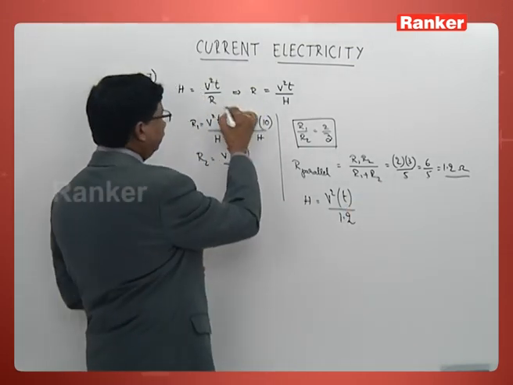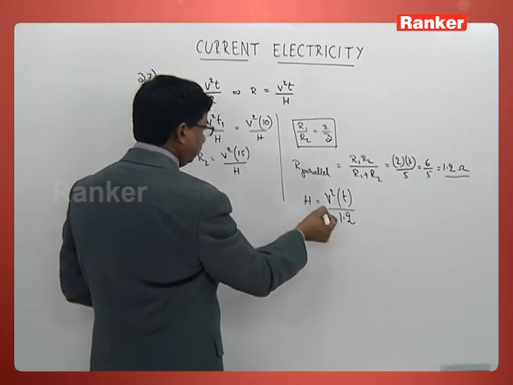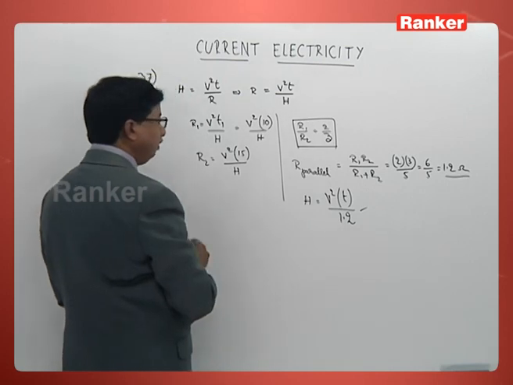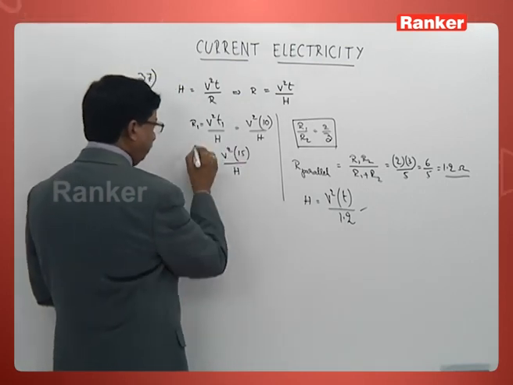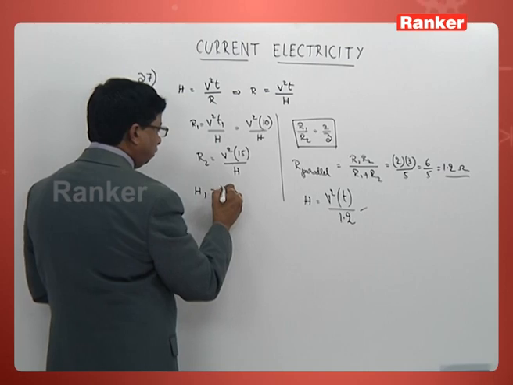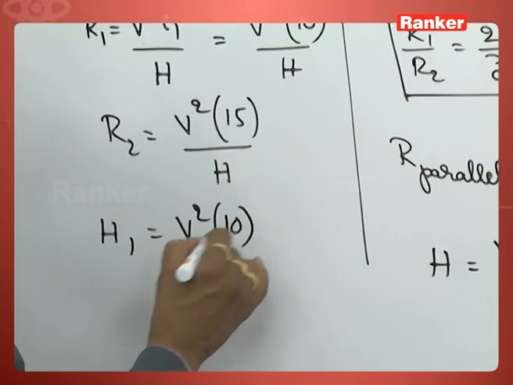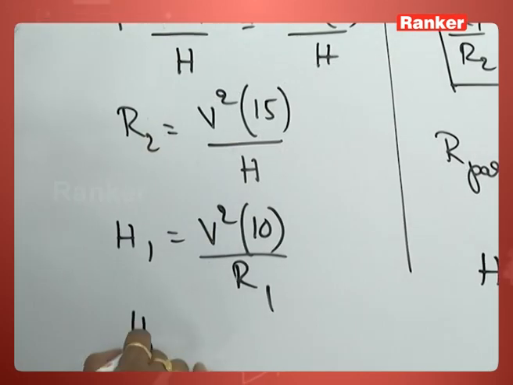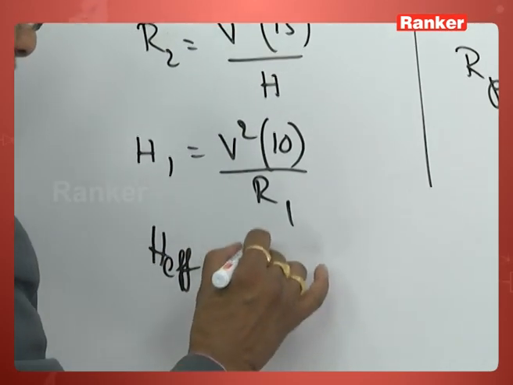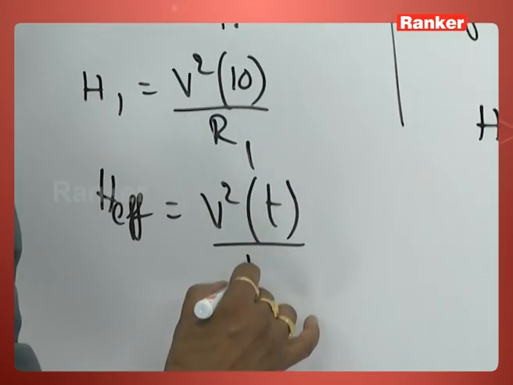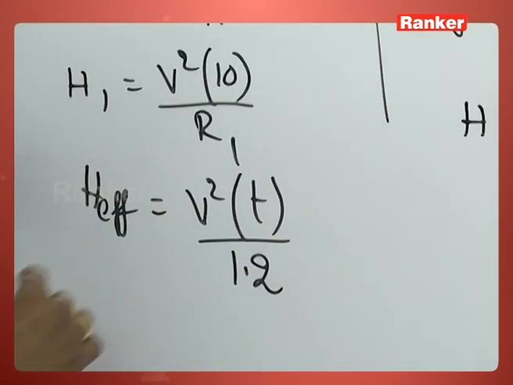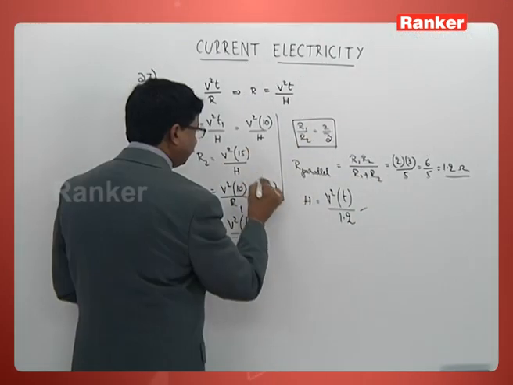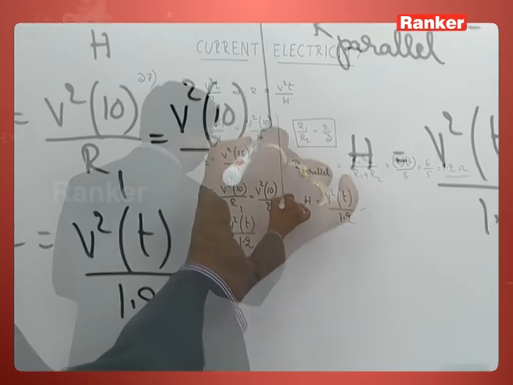Now you take the first equation and this equation and compare them. Then what can we write in this particular case? This is H1. H1 is equal to V square T by R1. And this H effective is equal to V square T by R effective. And what is this R1 we can write here? This can be taken as R1 is proportional to 2.